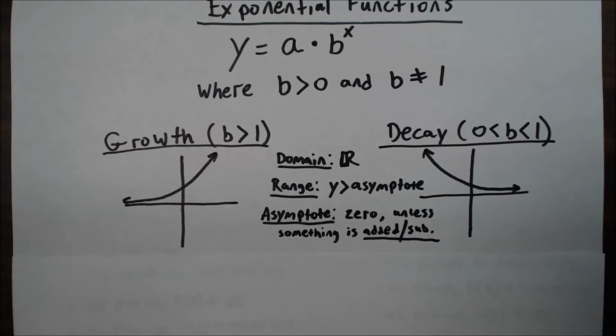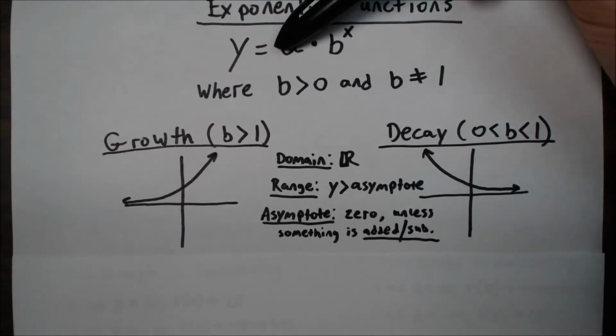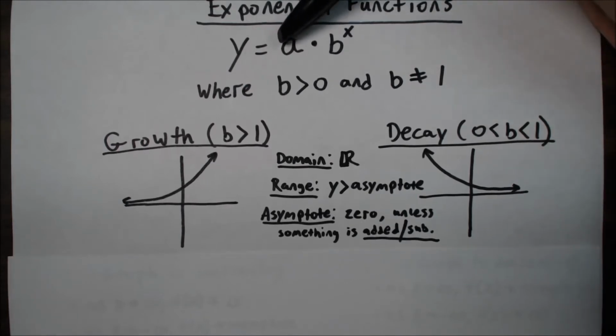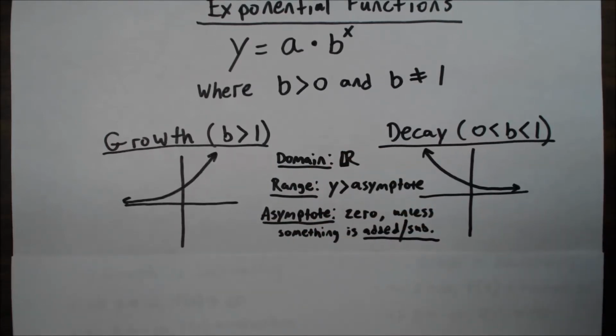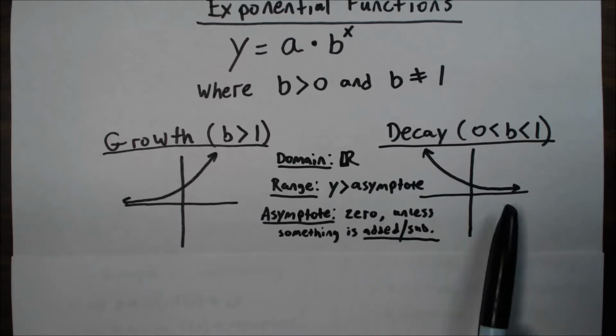And the way it happens, like every other function, would be if the leading coefficient of the function was negative. If I put a negative sign out here, just like any other graph, it would flip it vertically, like this. But that's fairly uncommon. I don't think we'll see very much of it. Okay, so the asymptote, as I said before, usually is the x-axis.